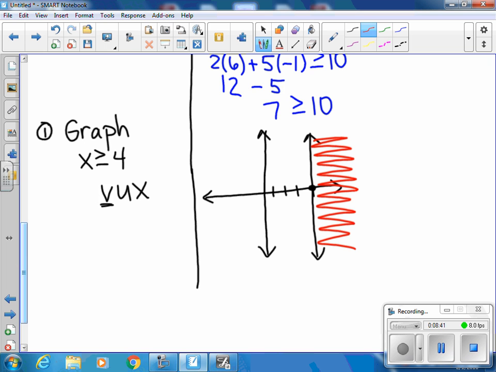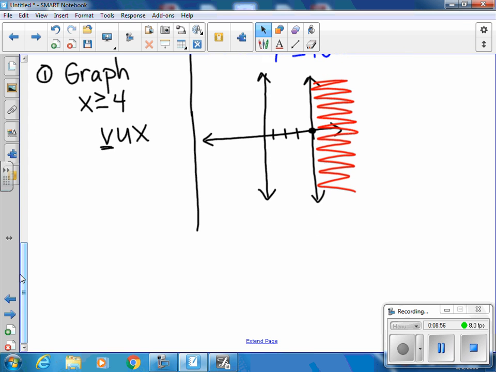That means any ordered pair on the right side of that line will work in this inequality, right? So your answer is in your picture. There is no ordered pair to actually give me. The picture says it all. So that's why you've got to really make sure that your pictures are good and that they're accurate so that you can show me what you need to show me.